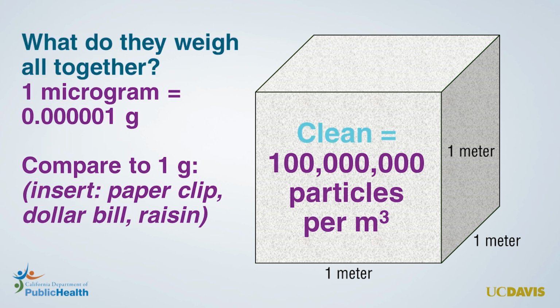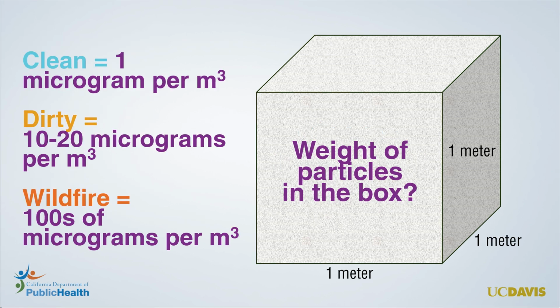We can also think about weighing those particles. If we could take those 100 million particles from our relatively clean meter cube of air and put them on a scale, how much would they weigh? The answer is not very much. Probably less than 1 microgram in that entire cubic meter. That's 1 millionth of a gram. And for reference, some other things that weigh about 1 gram are a paperclip, a dollar bill, or a raisin. So the weight of all those particles added together is around 1 million times smaller than the weight of a dollar bill. In a somewhat dirty environment, the mass concentration might be like 10 to 20 micrograms per cubic meter.